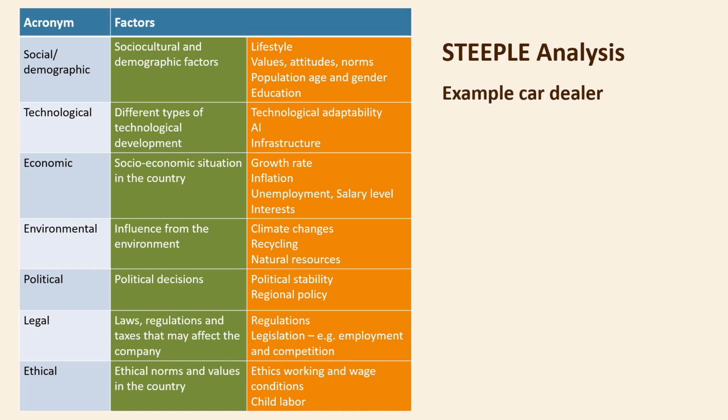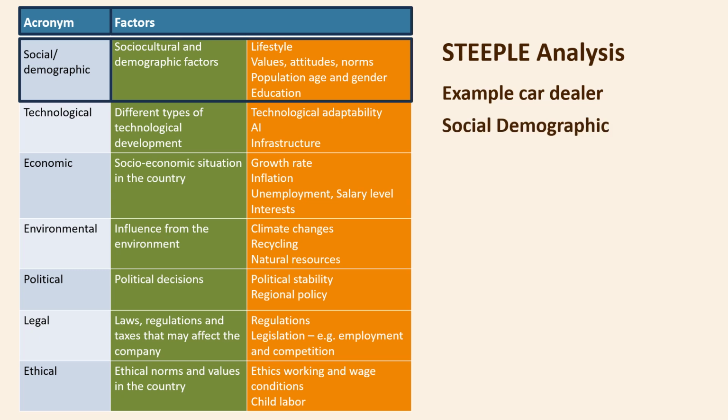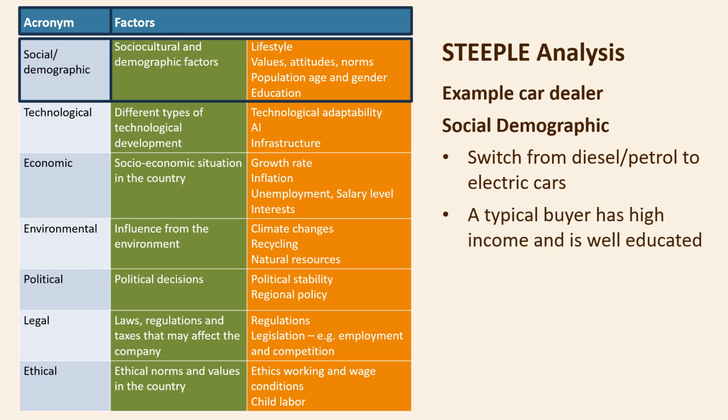Here is a short example of a STEEPLE analysis of a car dealer located in one of Denmark's rural districts. The first factor is social demographic. As there is a shift from diesel petrol cars to electric cars, the demographic composition in the area is crucial. A typical buyer has a high income and is well educated.